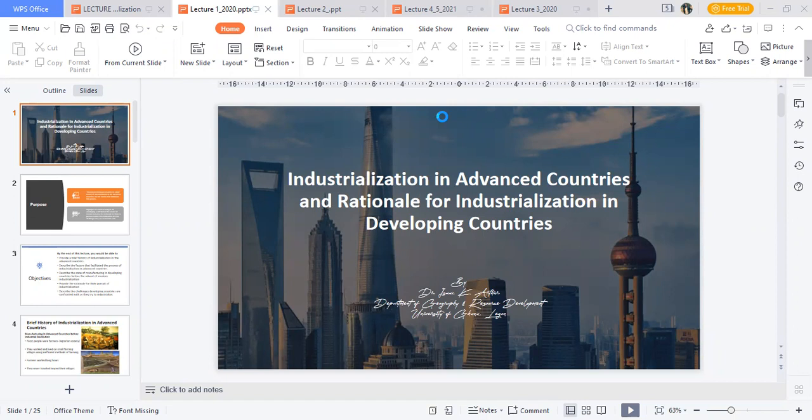That's how industrialization has worked in advanced countries and in developing countries, and how they continue to play a major role in our generation now. Okay.